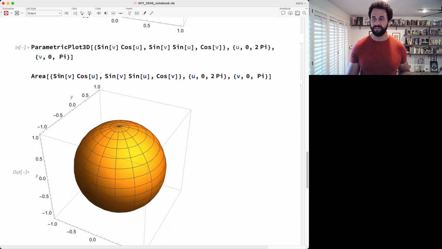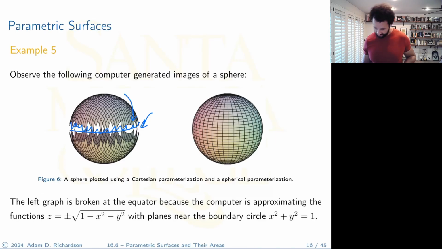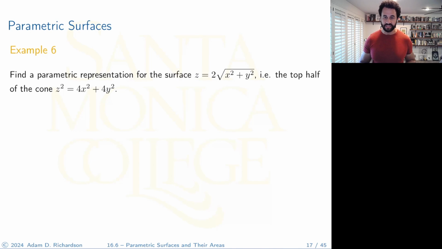Okay, I'll save this command for later. This one we're going to come back to later on in the lecture, but I wanted to show you why these different parameterizations can be helpful. Okay, let's do this example.